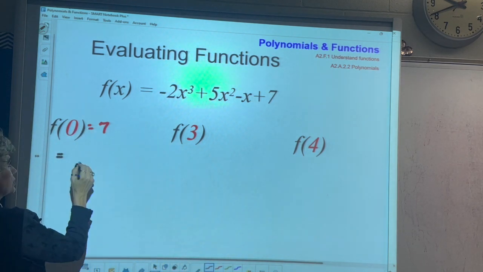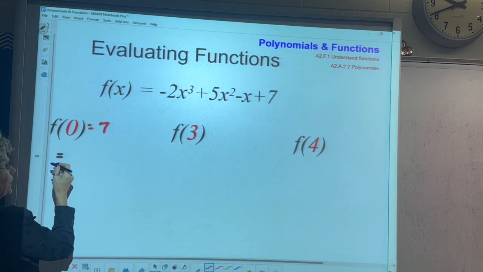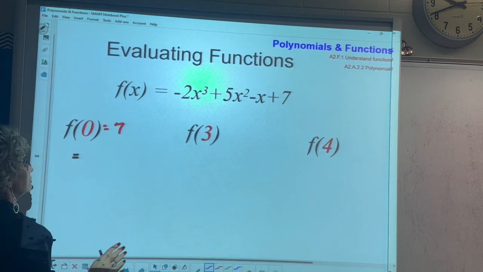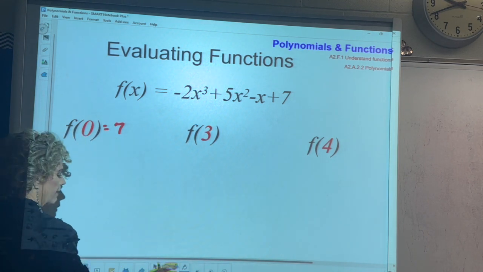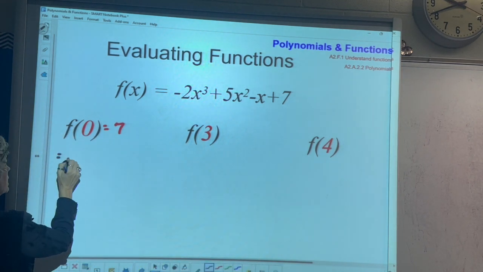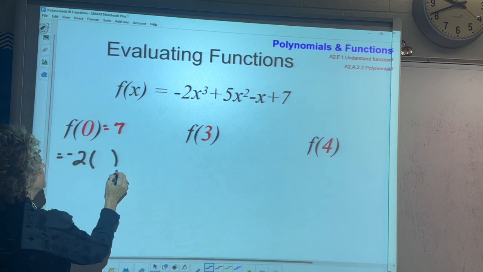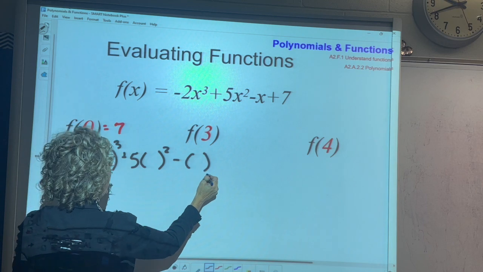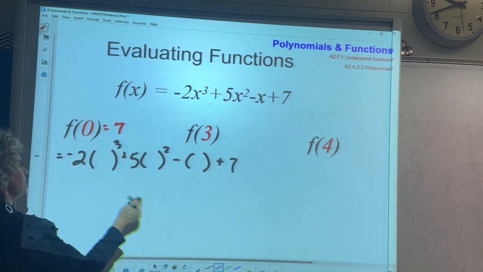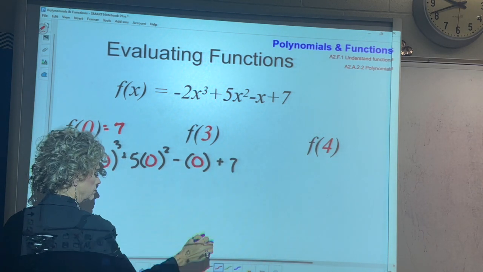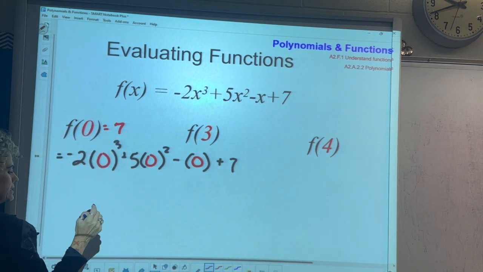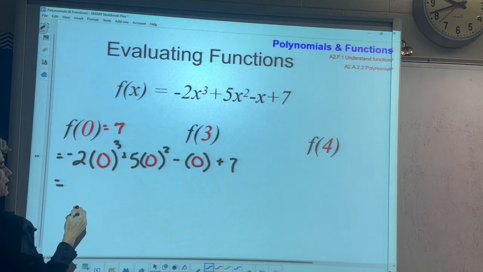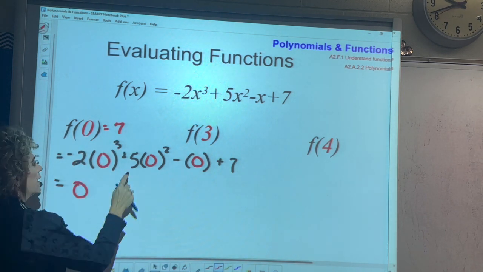And if you want to use your calculator, do it. It could be a little bit time consuming maybe if we had to plug everything in, but we can. So I get equals a negative 2 times x cubed plus 5 times x squared minus x plus 7. And again, what they tell us, 0, 0, and 0, okay? 0 cubed is 0. 0 times the negative 2 is still 0.